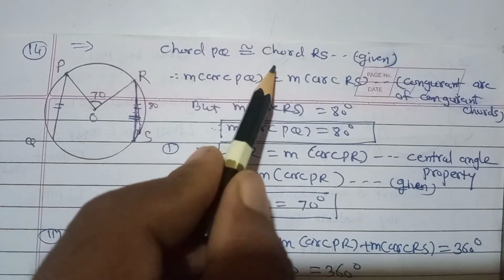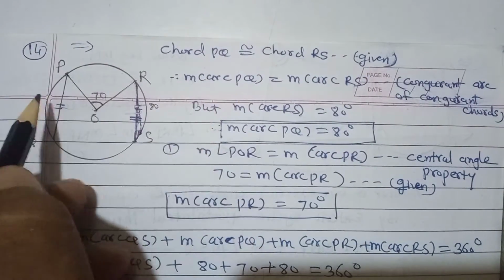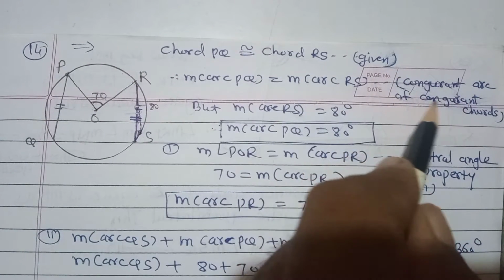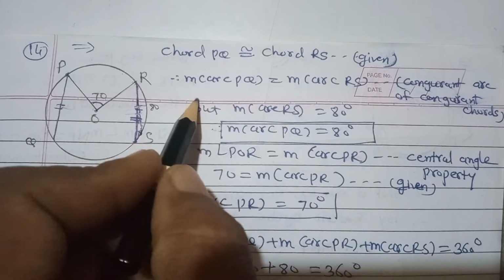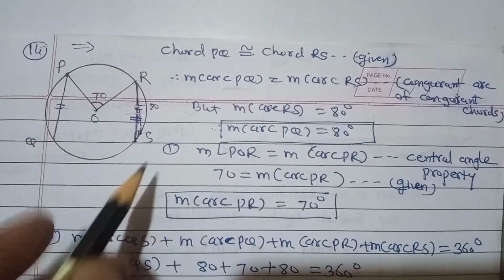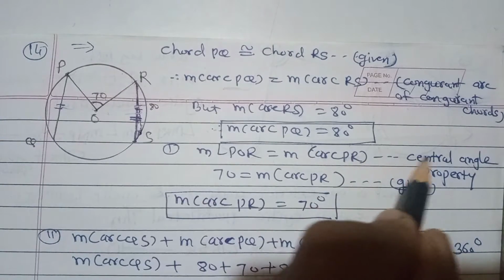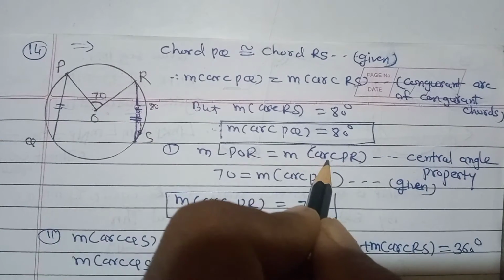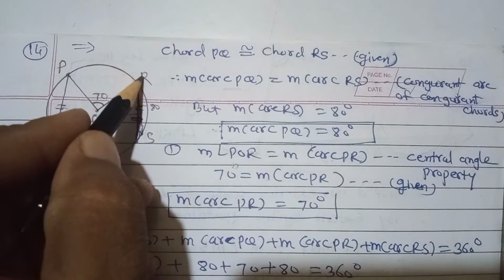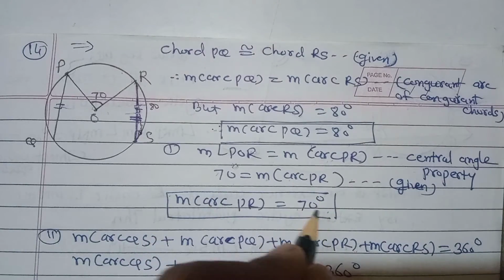Chord PQ congruent chord RS. This is given. So measure of arc PQ congruent measure of arc RS. Congruent chords have congruent arcs, and RS is given as 80 degrees, so PQ is also 80 degrees. First question, measure of angle POR equal to measure of arc PR. Central angle property: minor arc and central angle are equal, so POR is 70 degrees. So measure of arc PR is 70 degrees.